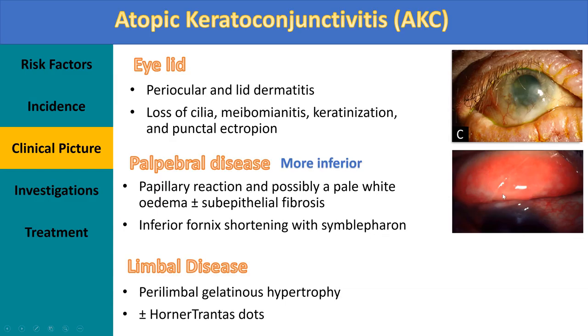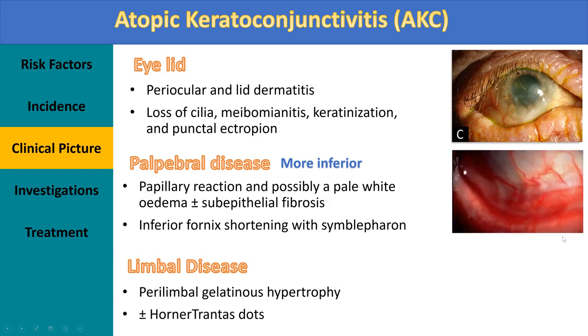Sometimes it can present with fibrosis. And as it affects the inferior more, it can cause some inferior fornix shortening. It can also cause symblepharon, or adhesion between the bulbar and palpebral conjunctiva. This is the symblepharon. This is for the palpebral diseases.